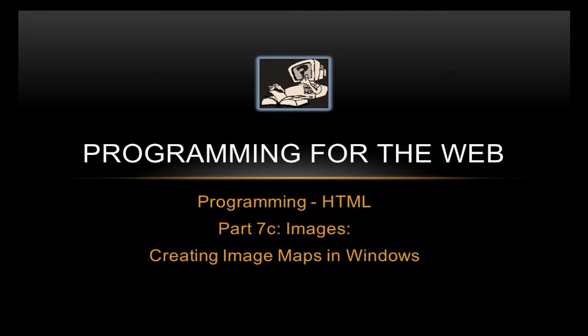In this video, we're going to look at creating HTML image maps in Windows. Now, the HTML code is the same in Windows, in Linux, in Mac OS, in any HTML code. That's no different. What we're actually going to look at, apart from the code, is how to find the coordinates of the parts of the image map in Windows.